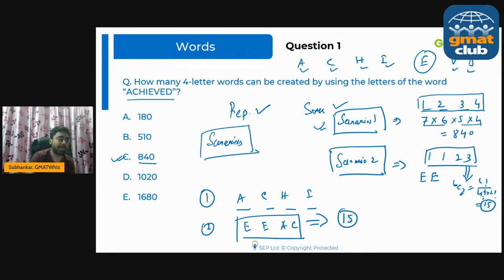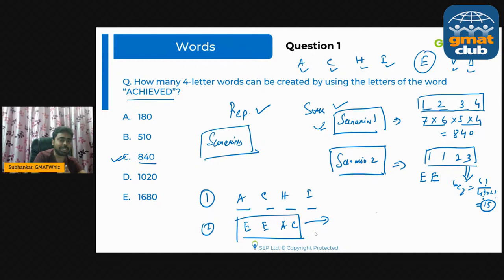But this is only selection. We need to arrange as well, right? Because we are forming words, and forming words means we can arrange them differently. Now how do I arrange? Suppose I have a scenario like E, E, A, C. In how many ways can I arrange it? Isn't it the same question I asked in the previous question, where 8 letters are there, there are 2 repetitions, in how many ways can you do it? 8 factorial by 2 factorial.